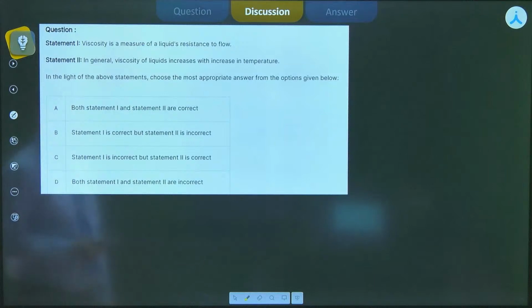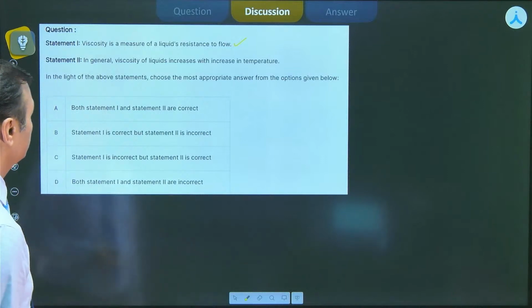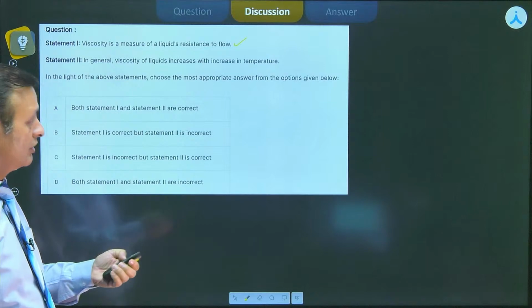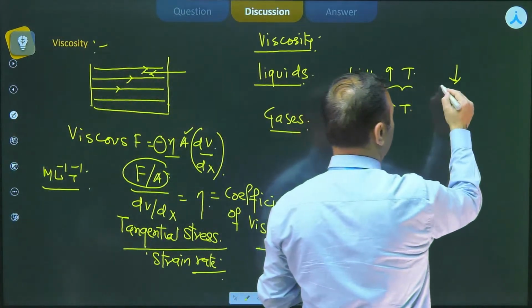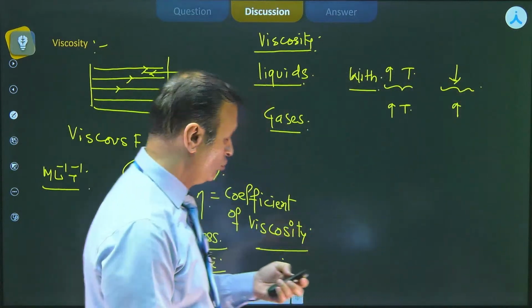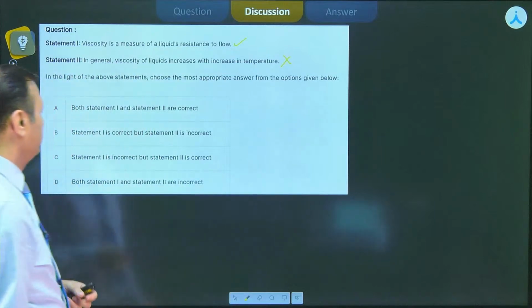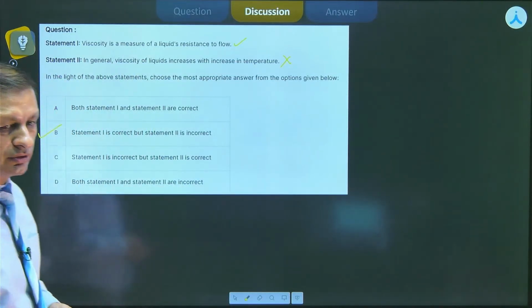So viscosity increases in case of gases. Now, statement 1: viscosity is a measure of liquid's resistance to flow. Yes, this is true, this is what we have just discussed. Statement 2: in general, viscosity of liquid increases with increase in temperature. Look at this, viscosity in case of liquids decreases with the increase in temperature. So statement 2 is definitely wrong. Statement 1 is correct, but statement 2 is incorrect. So option B.